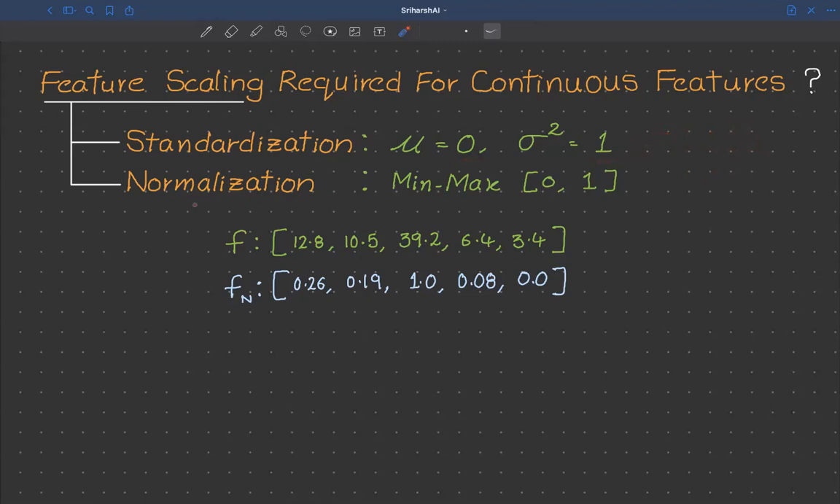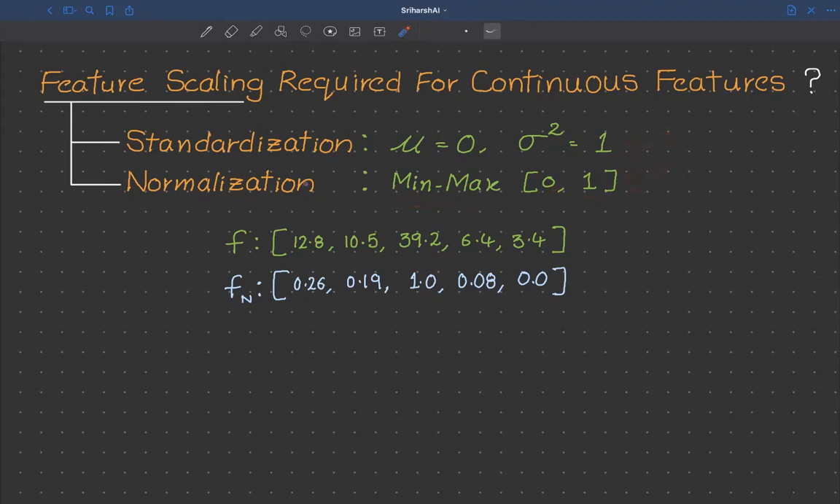The next technique is normalization. Within normalization, we have different methods. One of the methods is min-max normalization. This technique rescales the feature values to lie between 0 and 1. That is, if we apply min-max normalization on any continuous feature, it transforms all the values to lie between 0 and 1. So these are the two scaling techniques that we have: standardization and normalization.